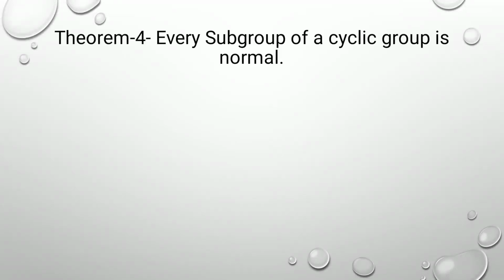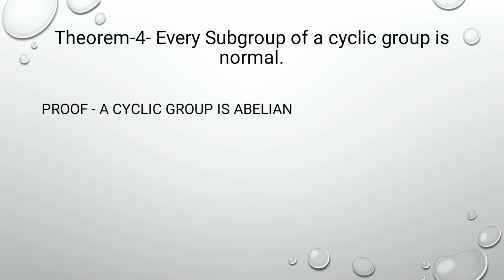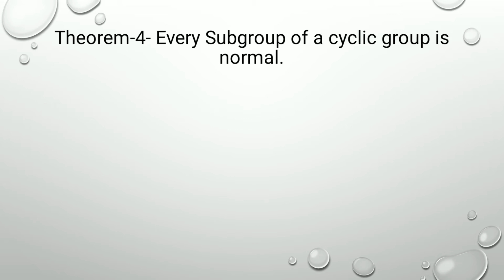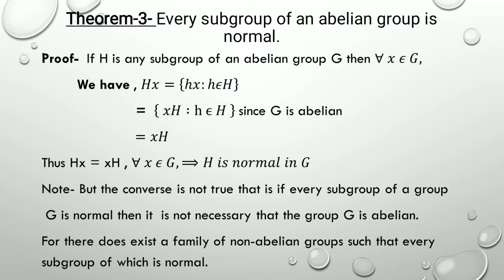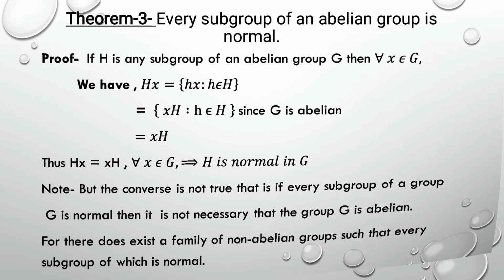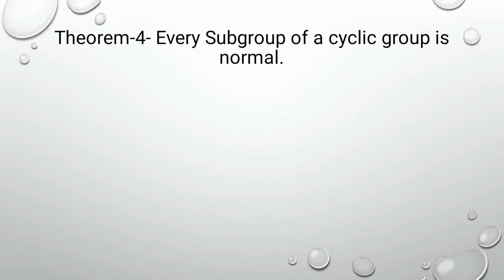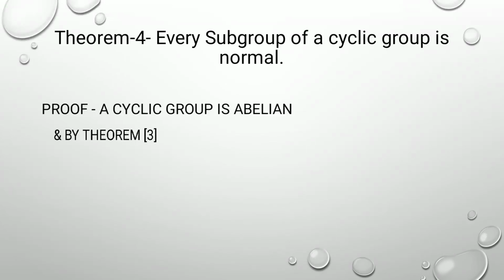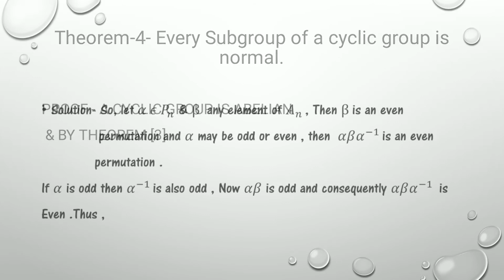Now theorem 4: every subgroup of a cyclic group is normal. So the proof: a cyclic group is abelian. Here we do not need any long proof, because in theorem 3 we already proved that. What did we prove in theorem 3? In theorem 3 we proved every subgroup of an abelian group is normal. And since a cyclic group is abelian, every subgroup of a cyclic group is normal.